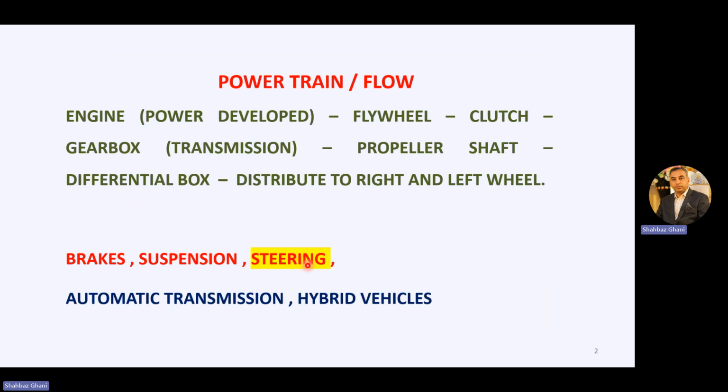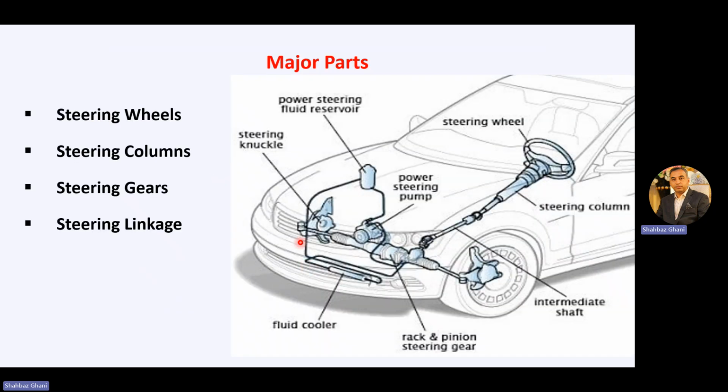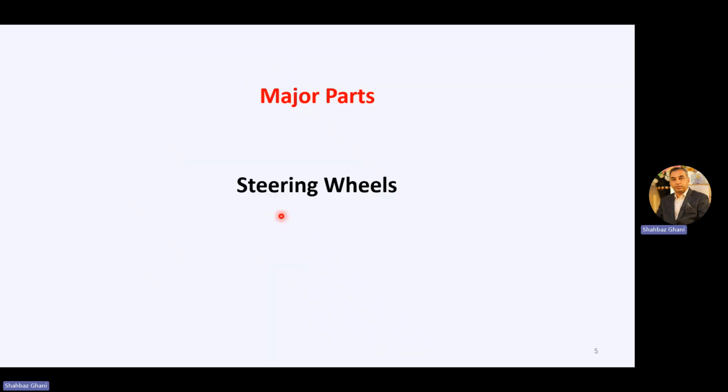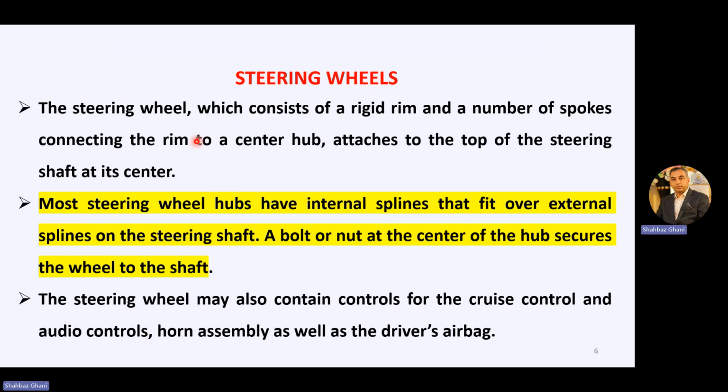Today, first a quick recap of what we studied in the first part. First, the major parts of the steering system. There are 4 major parts of the steering system, that is steering wheel, column, gear, and linkage. We have talked about the steering wheel, which consists of a rigid rim and a number of spokes connecting the rim to a center hub, and attaches to the top of the steering shaft at its center.